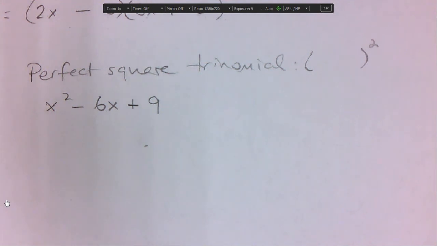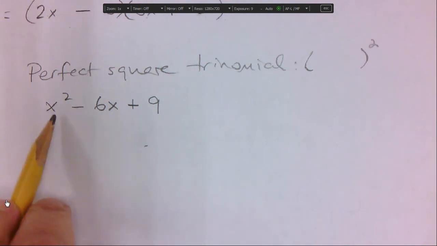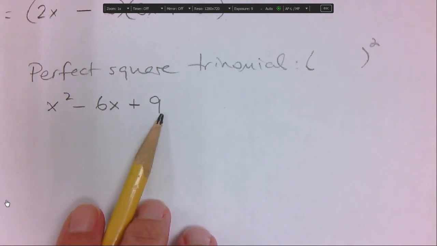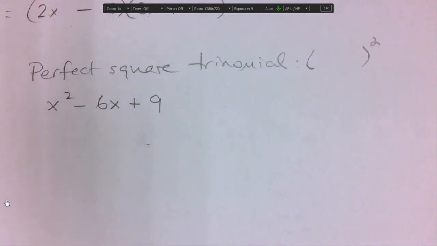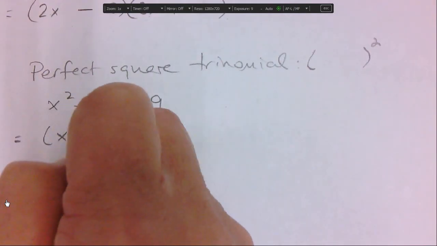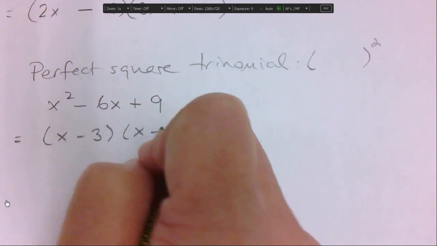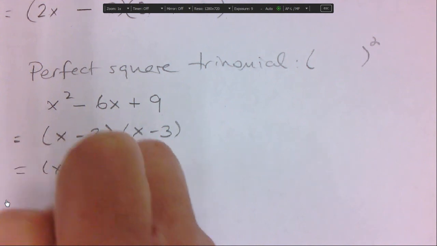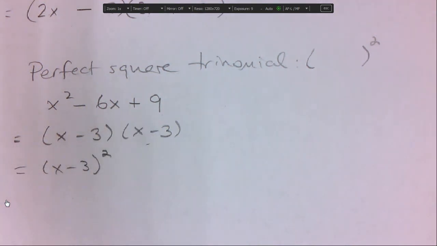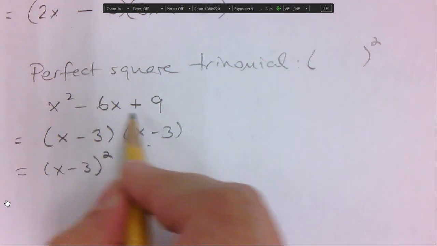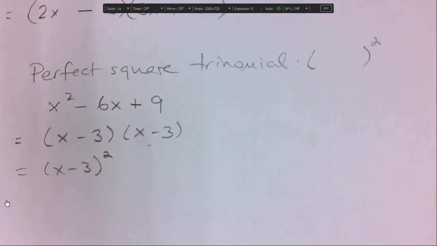Okay, so since this is a simple trinomial, I can factor it. I need 2 numbers that multiply to positive 9 and add to negative 6. Those 2 numbers happen to be negative 3 and negative 3. So both brackets are going to be the same. And so this can be written as x minus 3 squared. There's no difference. You can write it this way or this way, but that's just to show you that this is a perfect square trinomial.